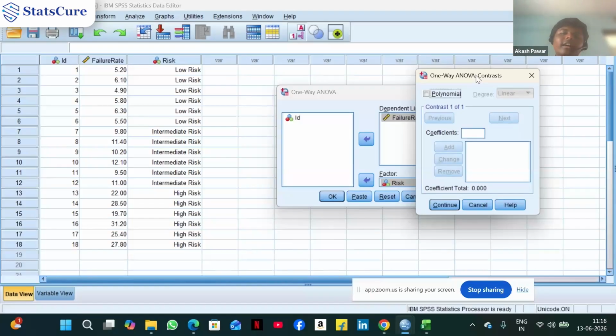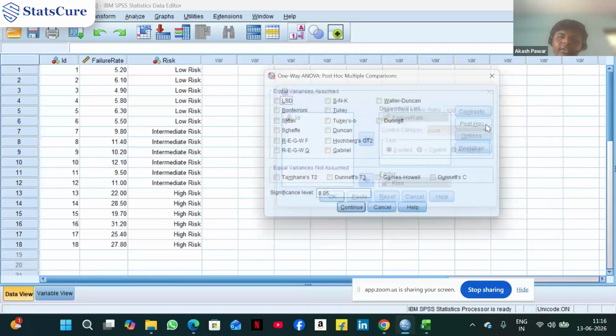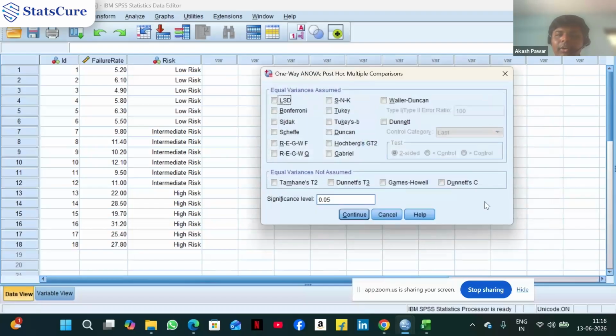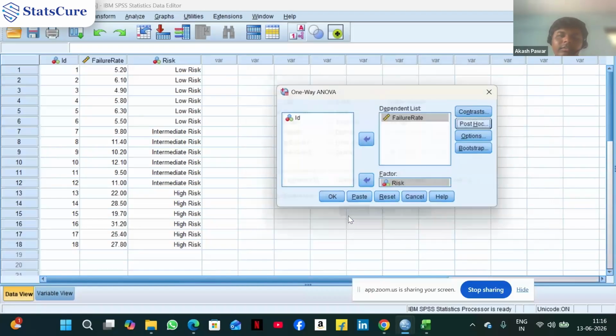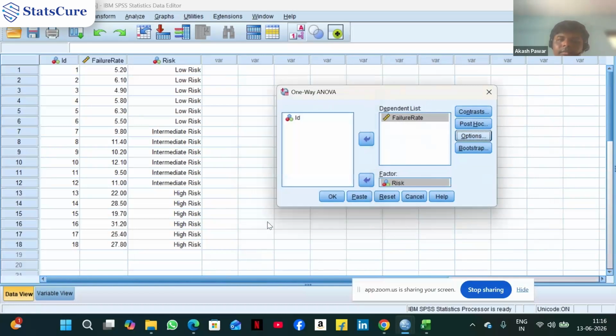So then can we just skip contrast for now? Let's go to post hoc analysis, just do the post hoc one. Just select Bonferroni for anyone and continue. Options, there will be some summarizations, descriptives, means plot. Okay, continue. Okay.